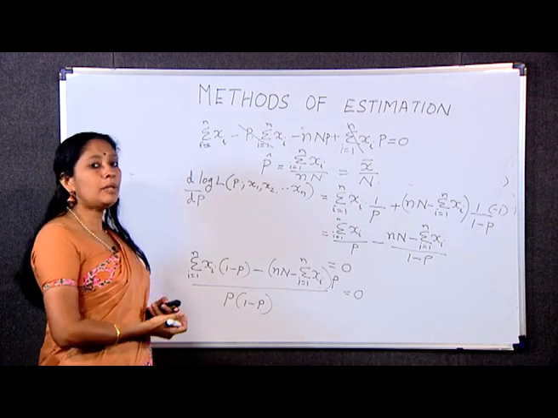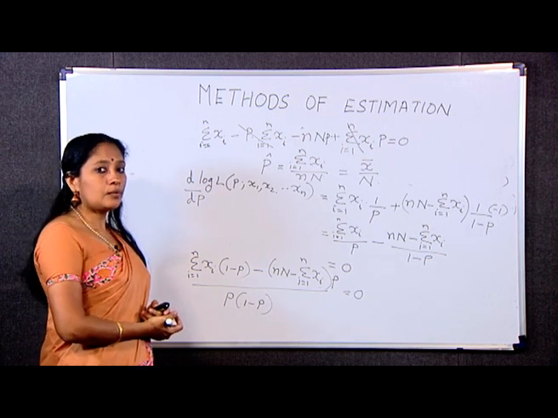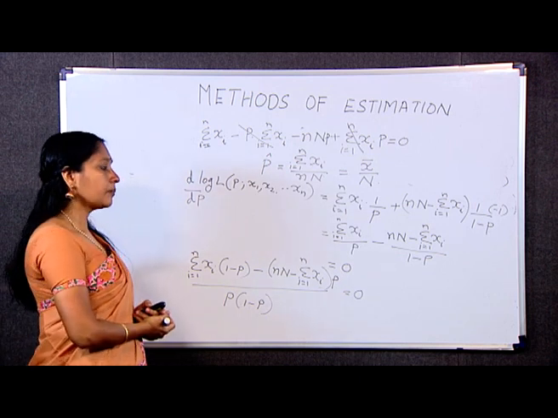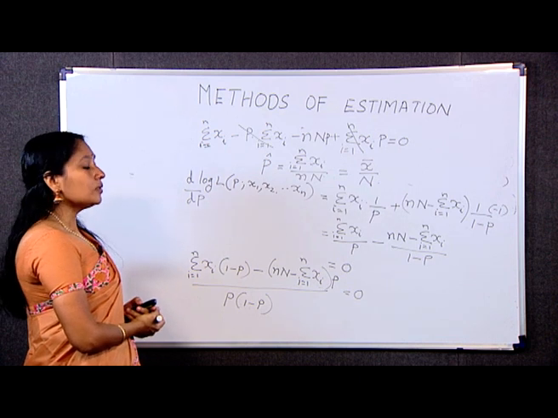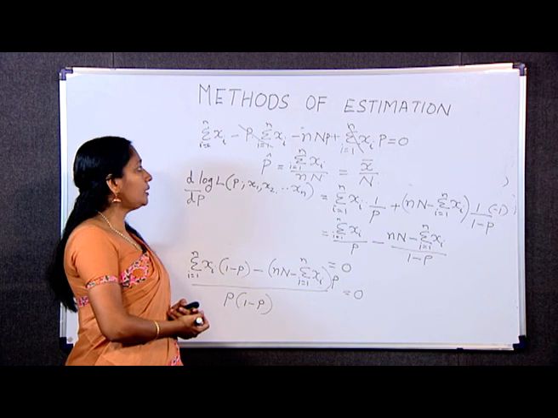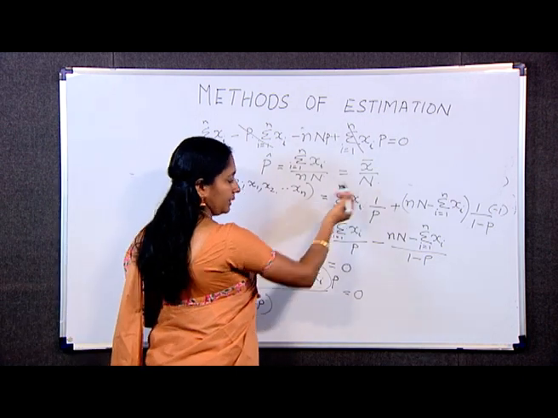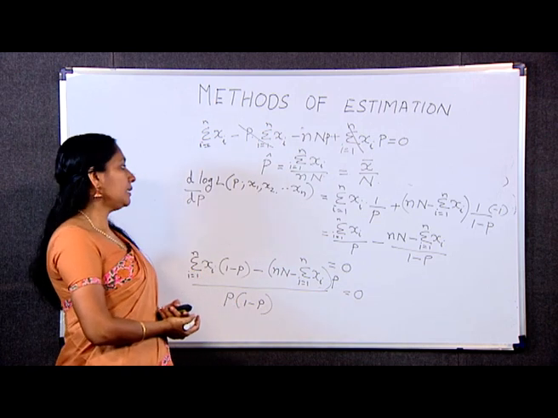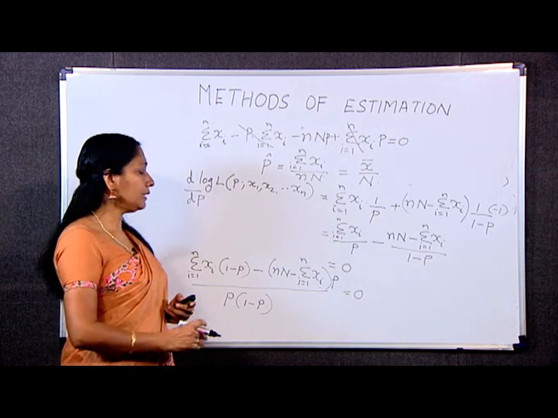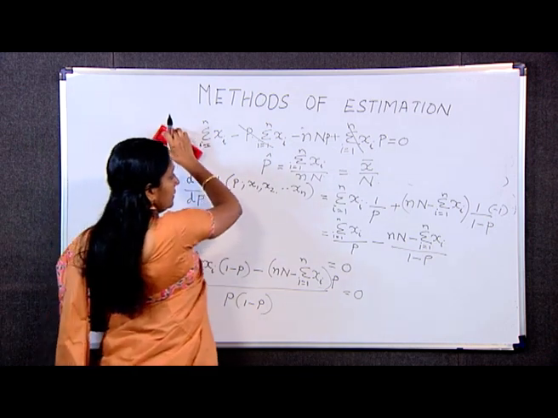So, we have to find the maximum of the likelihood function or the log likelihood function. The point which we get by solving the derivative of the log likelihood function is x bar by N. Now, you have to check whether it is a maximum point or a minimum point. So, we need the second derivative.